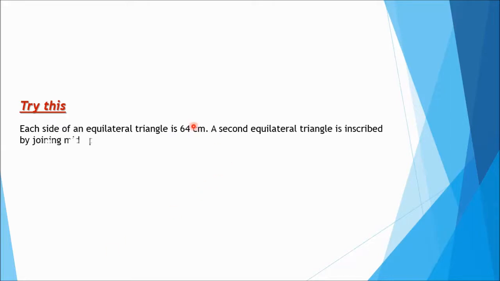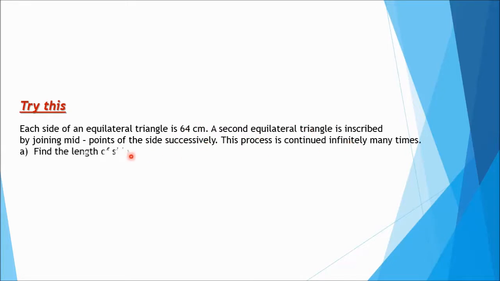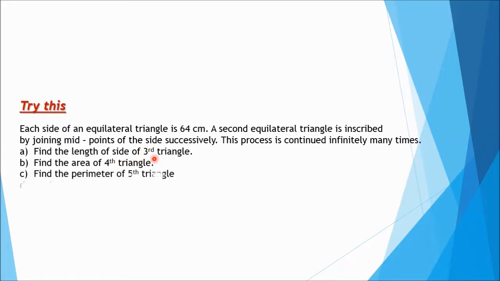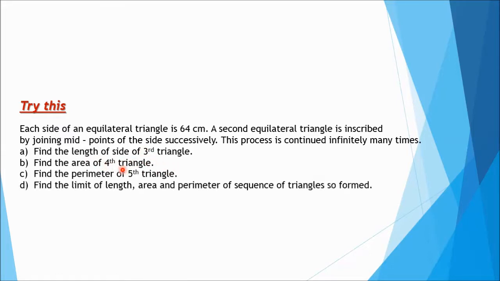Now there is an exercise. One question, only one question. In this question, instead of x, you have to use 64 centimeter, and same way you have to draw sufficiently many triangles, and you have to find the length of third triangle, area of fourth triangle, which you will definitely find from the table. You can write the answer from the table, and finally you have to find the limit of length, area, and perimeter of the sequence of triangles so formed.